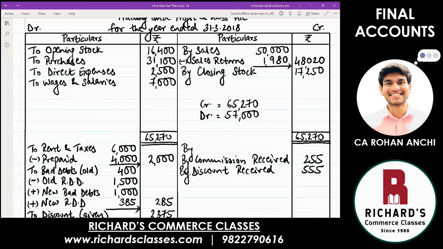Same on the debit. And because debit side is less, you are going to have to put some amount there, which is known as gross profit. Difference on the debit side is profit. To gross profit carried down. You take the difference to know what is that amount. 8,270. That is gross profit.